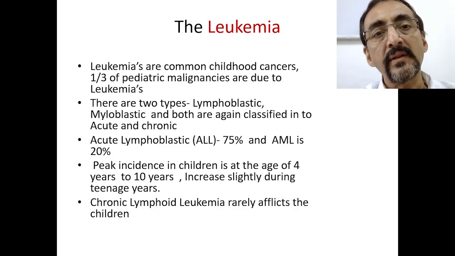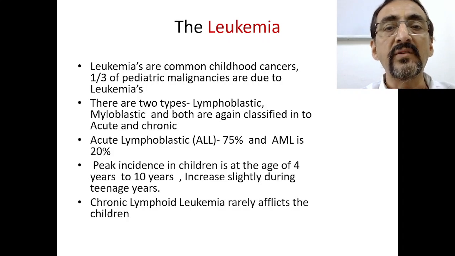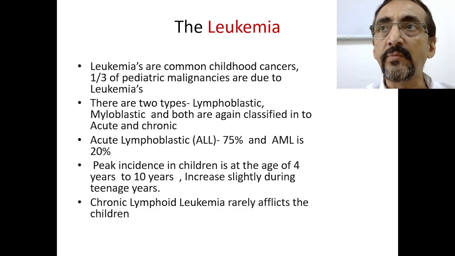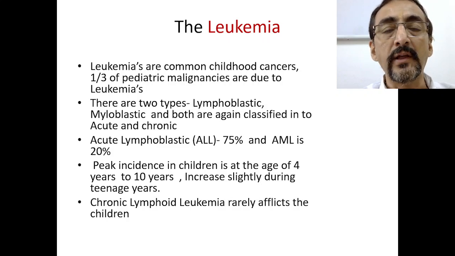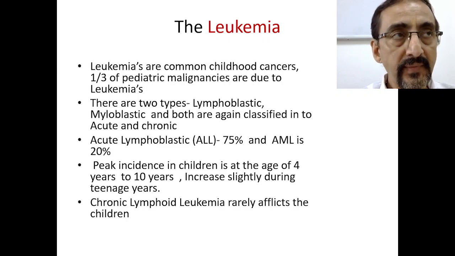In leukemias, there are mainly two types: lymphoblastic and myeloblastic. Lymphoblastic is from the lymphoid series, and myeloblastic means from the myeloid series. And these are again classified into acute and chronic. That means acute lymphoblastic leukemia, chronic lymphoblastic leukemia, acute myeloblastic leukemia and chronic myeloblastic leukemia.